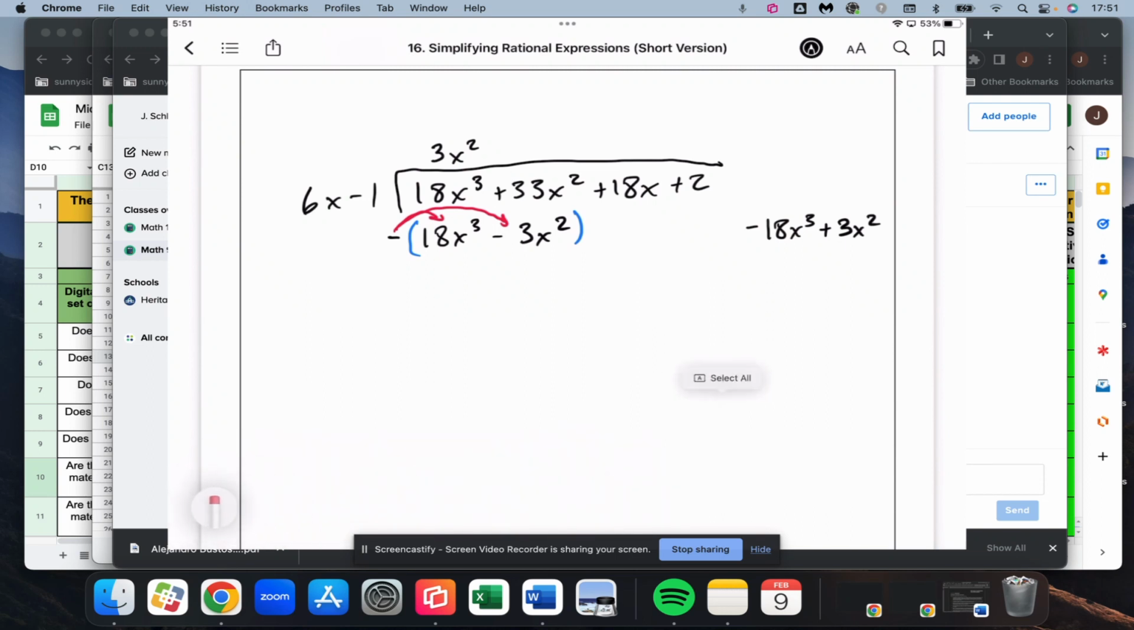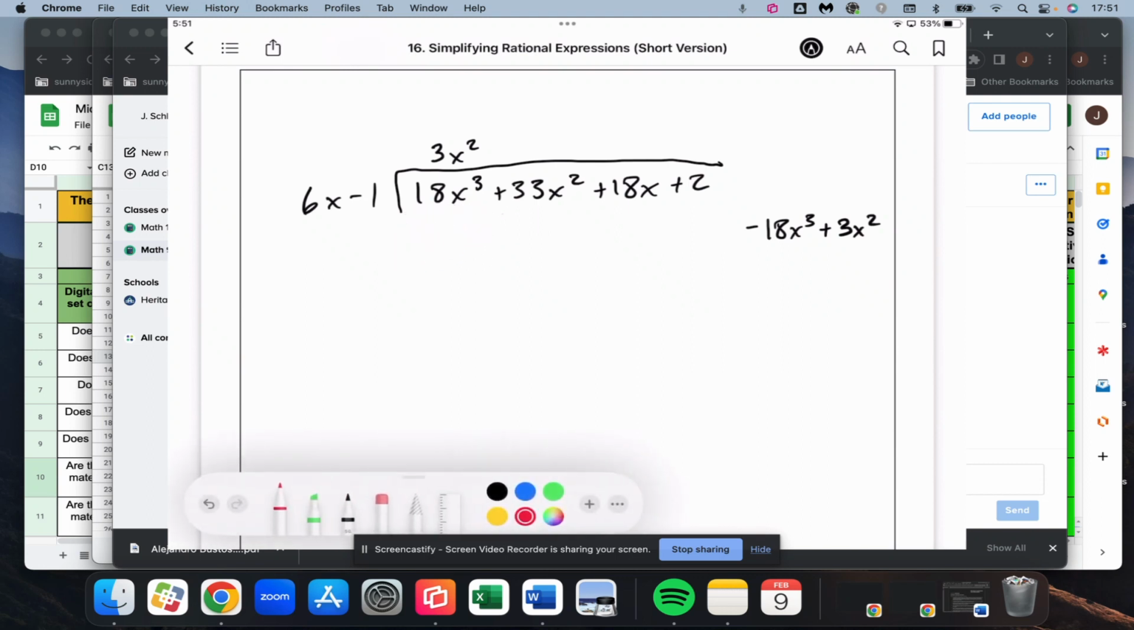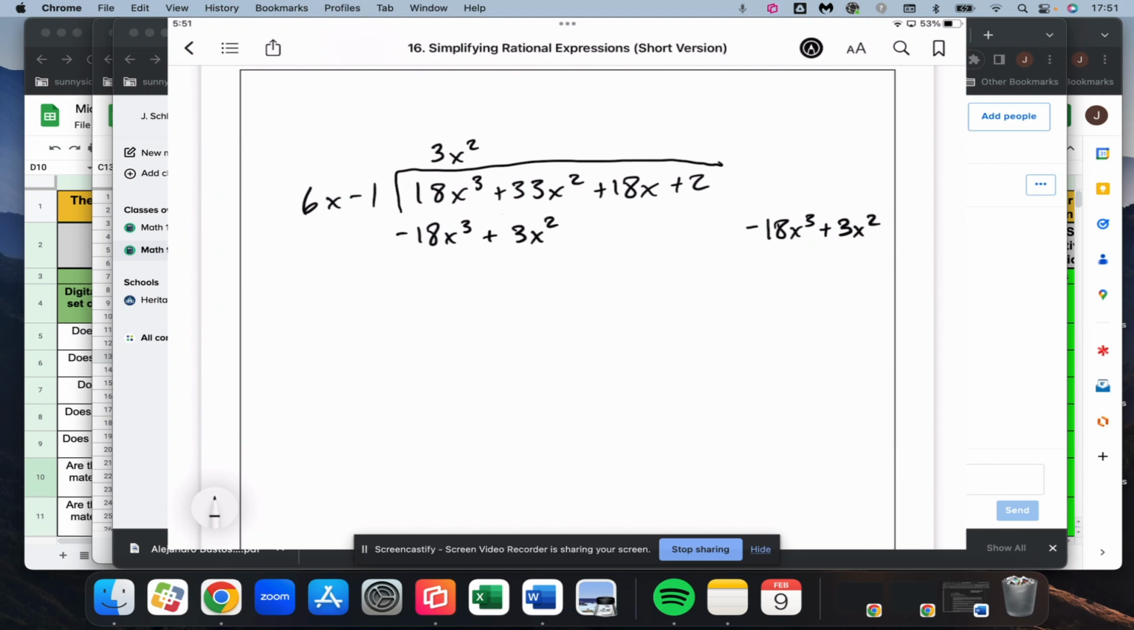So the next piece, the way that I would handle this, is I would erase all this and replace it with what I just created. So we've got minus 18x cubed plus 3x squared. And so again, we're subtracting, so we've already distributed that minus sign. So the 18s will make 0. 33 plus 3 is 36x squared. Plus 18 comes down.